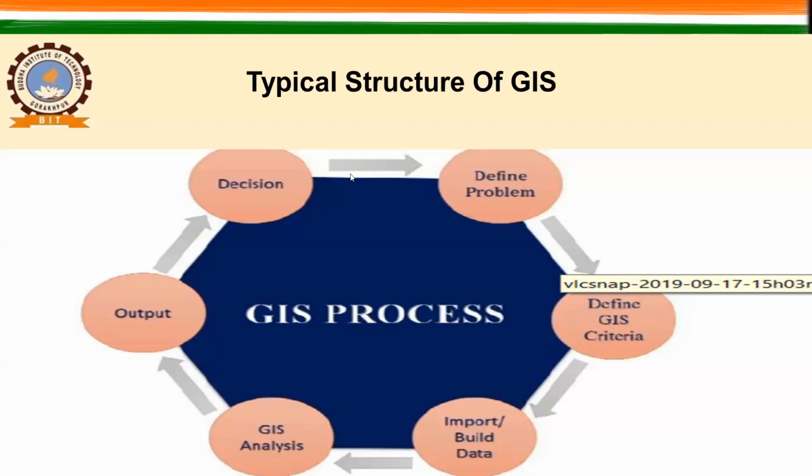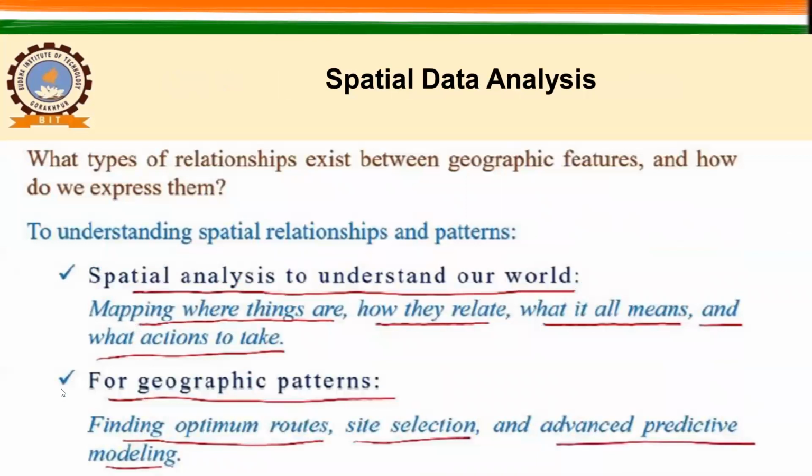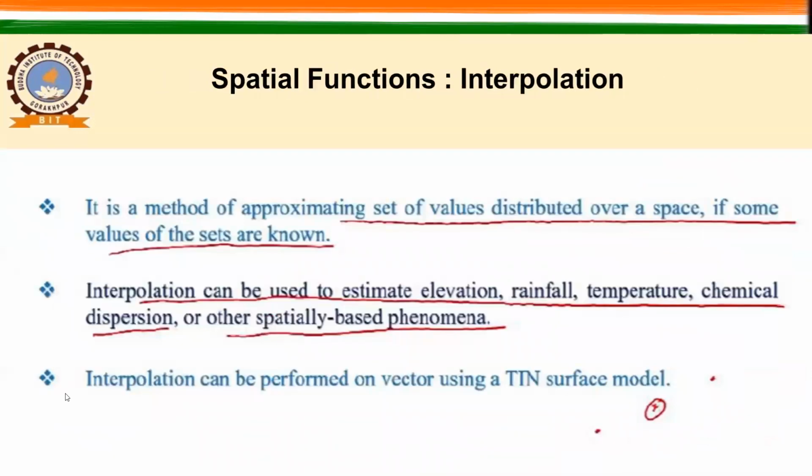After that, I started explaining the different spatial functions which can be done in a GIS environment. So to continue with that topic, let us start with interpolation. Interpolation is a method of approximating a set of values distributed over a space. If some values of this set are known, interpolation can be used to estimate elevation, rainfall, temperature, chemical dispersion, or other spatially based phenomena.